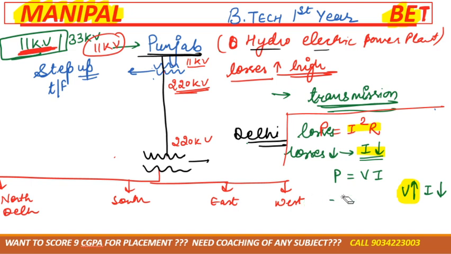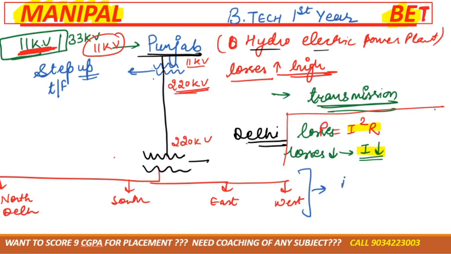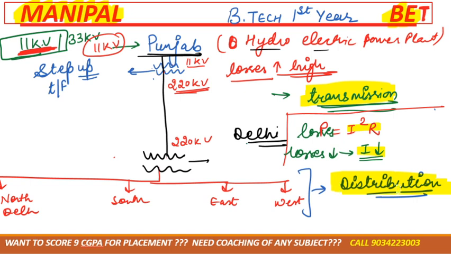So it's a very short distance transmission, meaning transfer within Delhi, so it's a short distance transmission. Technically this term is known as distribution. Transferring for a very long distance is known as transmission. Transferring electricity over a short distance is known as distribution.